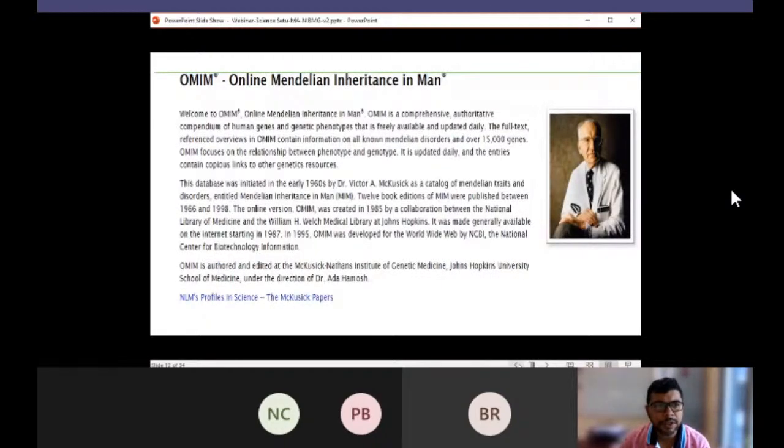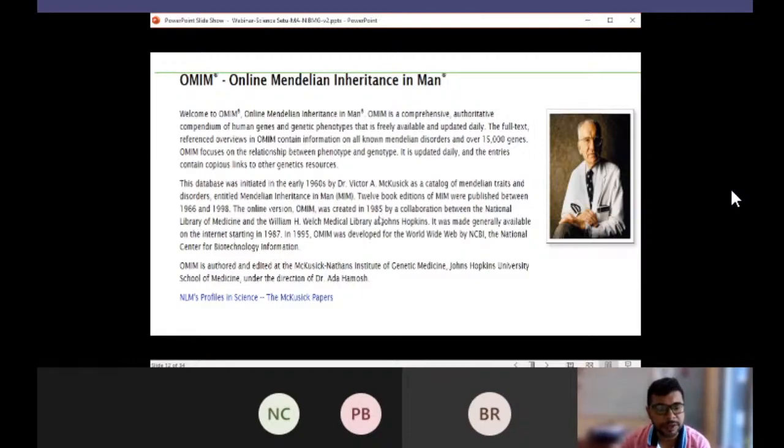Now, if we talk about the mutations of rare diseases, we should also look at this fantastic database, called Online Mendelian Inheritance in Man, or OMIM, which is a comprehensive, authoritative compendium of human genes and genetic phenotypes that is freely available and updated daily. This database was initiated in the early 1960s by Dr. Victor McKusick as a catalog of Mendelian traits and disorders entitled Mendelian Inheritance in Man. Twelve book editions of MIM were published between 1966 and 1998.